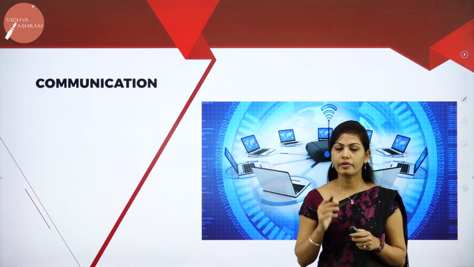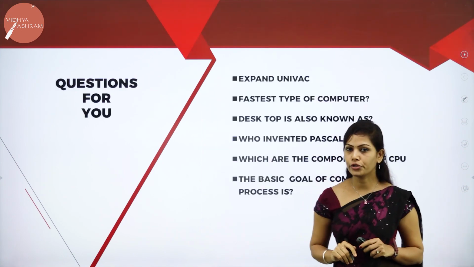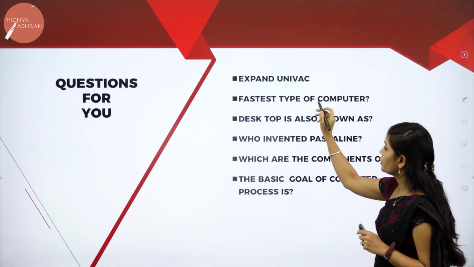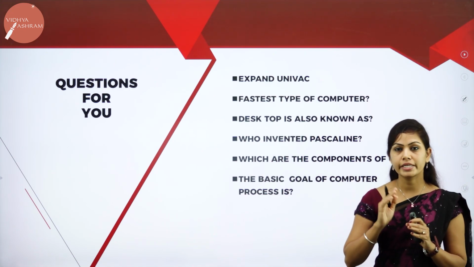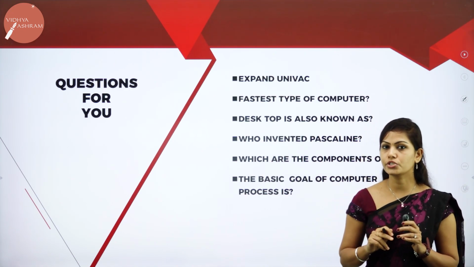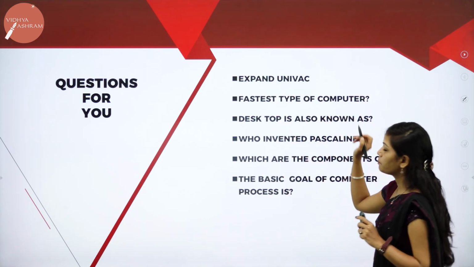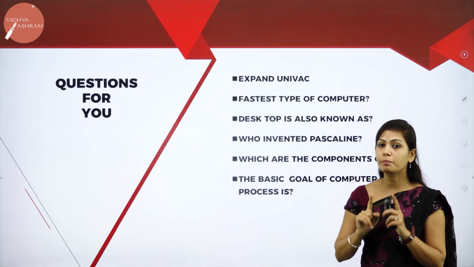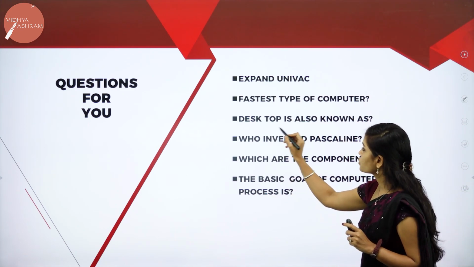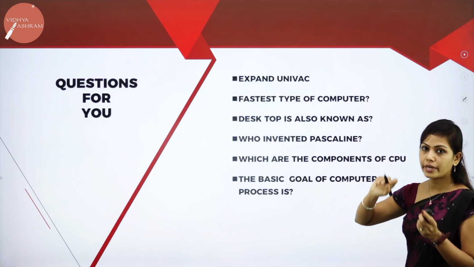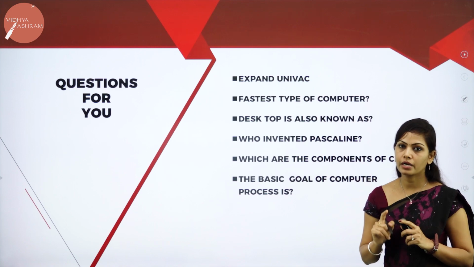With this, we have come to the end of this chapter, overview of computer system. Questions for you. Expand UNIVAC. Universal Automatic Computer. One mark question. Which is the fastest type of computer? The fastest type of computer is the supercomputer. And a desktop computer is also known as a PC.